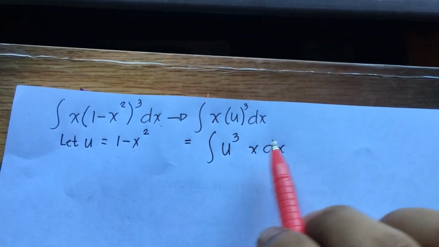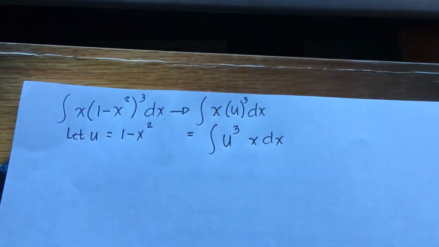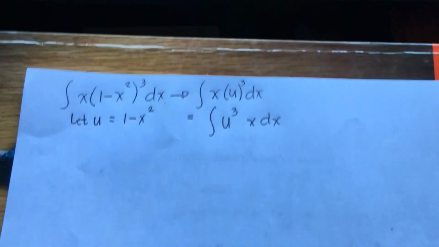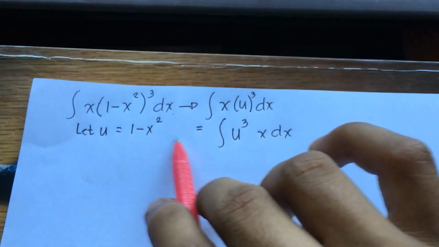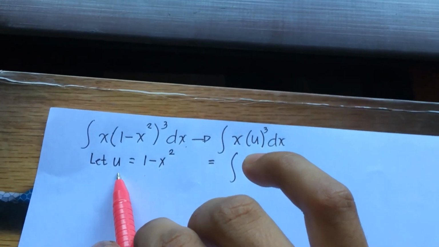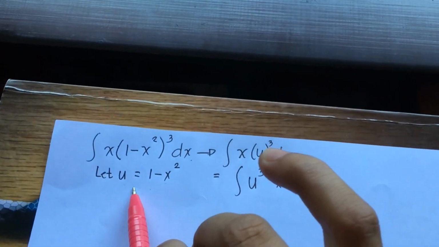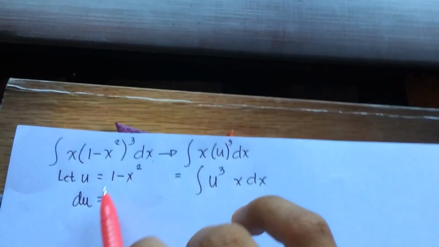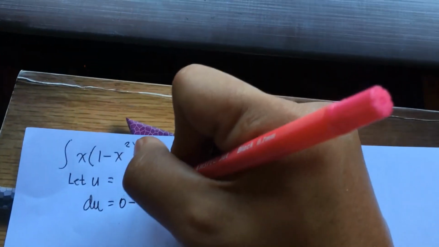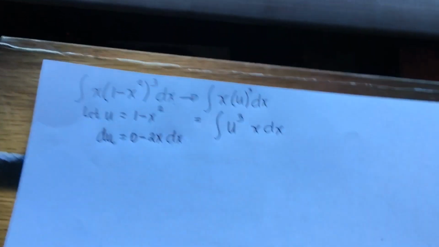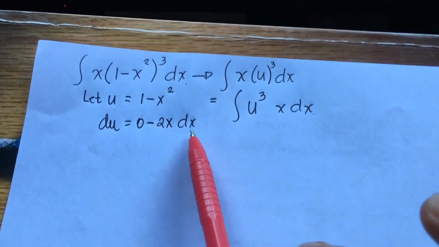I-change pa nato ang x dx into u. Just like what we did kanina. So, unsaon na nato ni nga u man ni, kung x man na. So, we are going to find the derivative of this one. What is the derivative of u? du. Derivative ng 1 is 0. Derivative ng x squared, 2x dx. Tama ba? Derivative ng x squared 2x, then lagyan ng dx. So, you will have now du equals negative 2x dx.